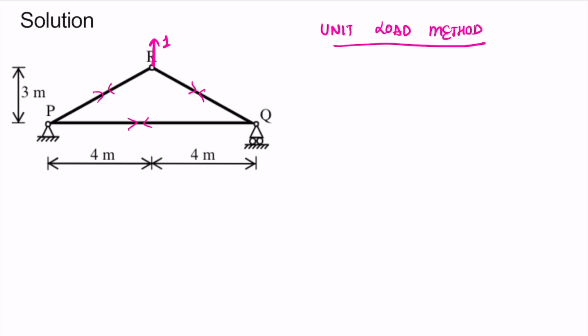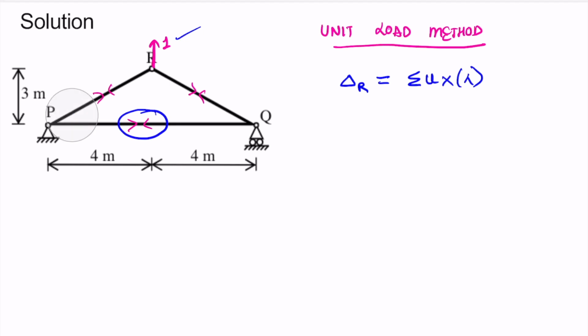And the final step is to apply the formula which is based on the virtual work principle. That is, displacement of this joint R will be equal to summation of U multiplied by lambda. Here U is the internal force in different members due to this applied unit load, and lambda can be due to externally applied load or due to temperature change, or in our case it is because this member is short by 3 mm. So let's start with the first step, that is finding the internal forces due to this applied load.